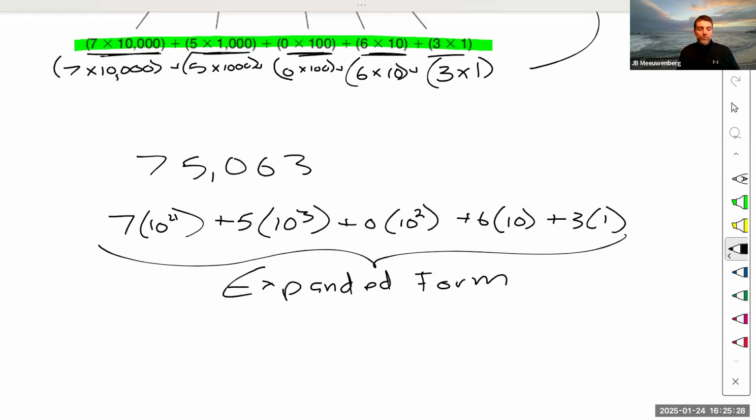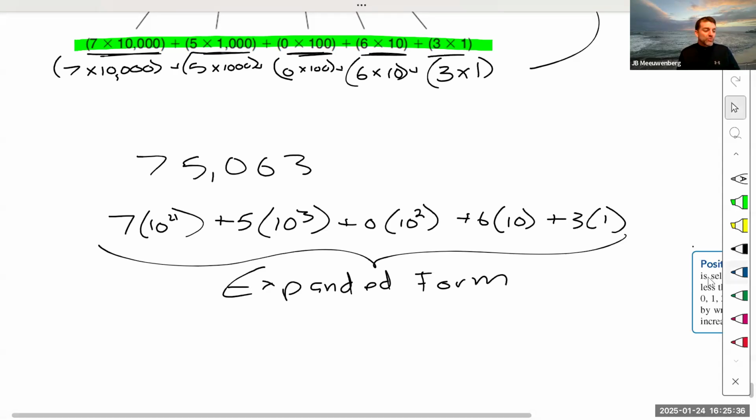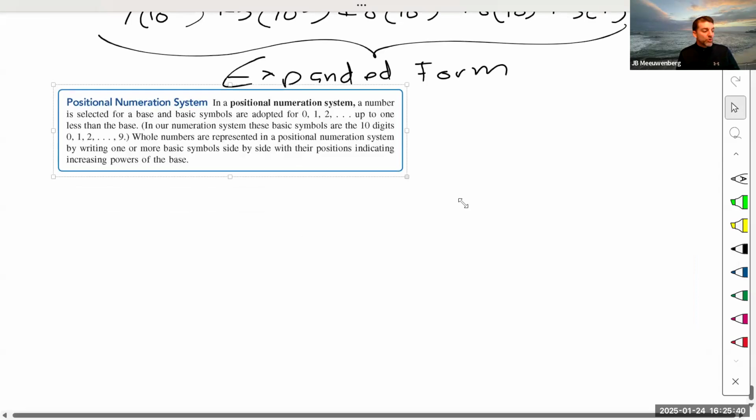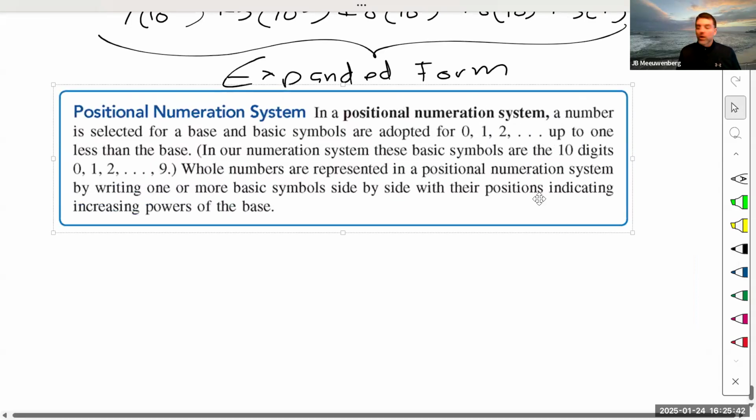So one last thing is, again, we talked about this idea of positional numeration systems. That's different from, remember, the additive numeration systems that we learned about, like the Roman numerals, and we also talked about the Roman numerals, and what was the very first one?